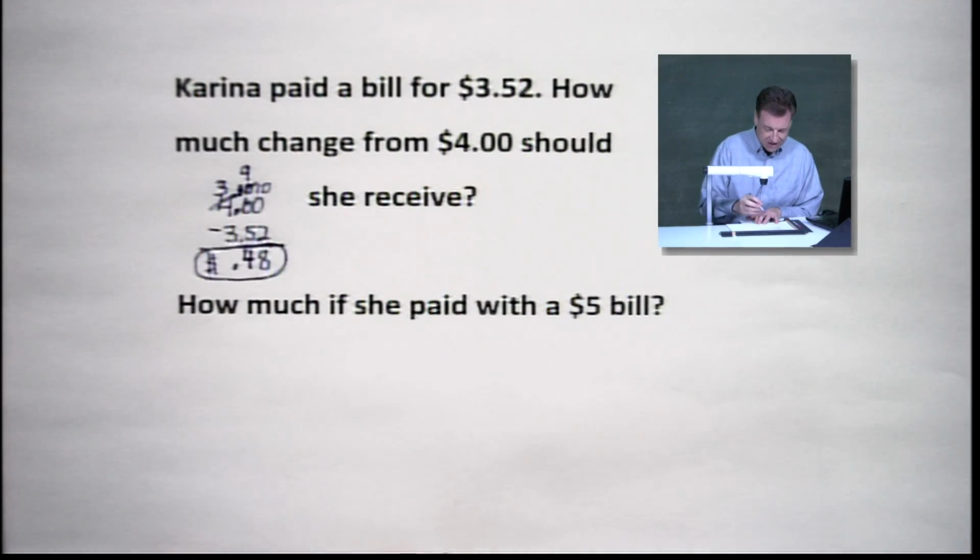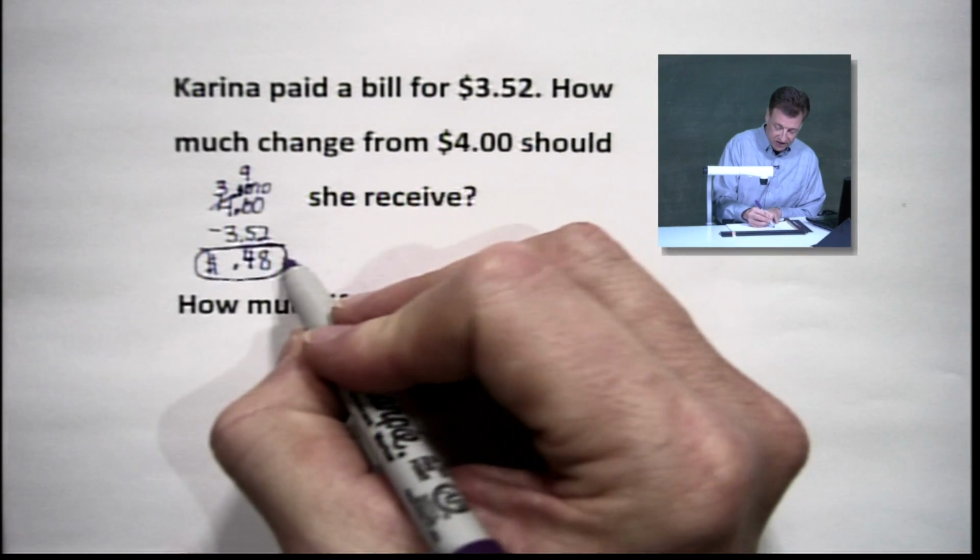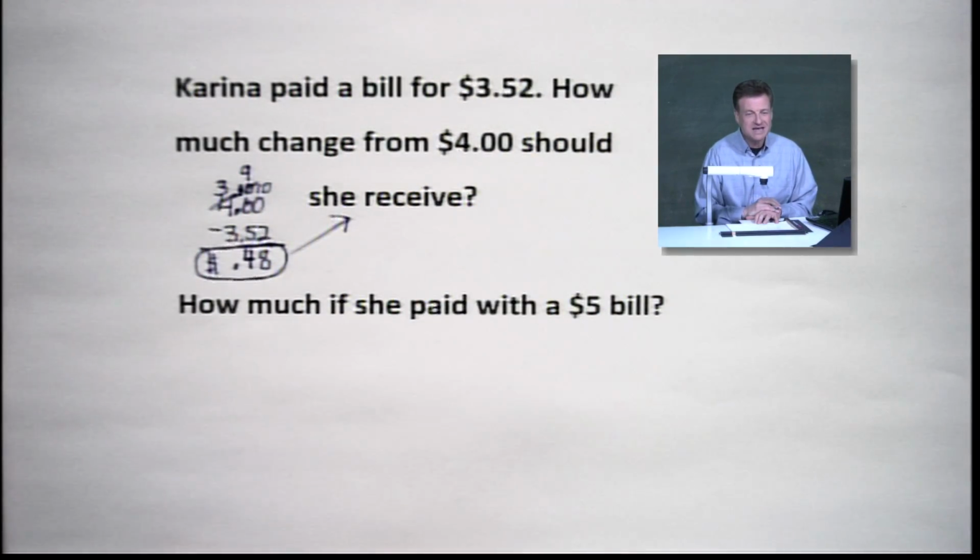That's not the case here. This is 48 cents with the decimal and the dollar sign appropriately written, okay? So that's the answer right there. How much should she receive? 48 cents. Now, let's put a $5 bill in your hand, all right?